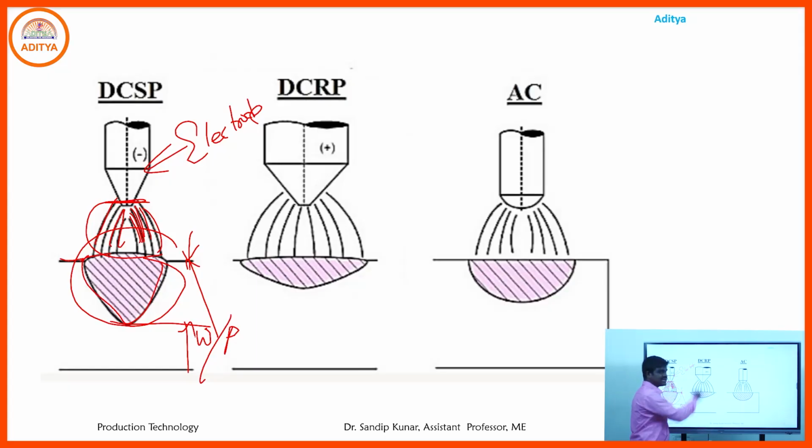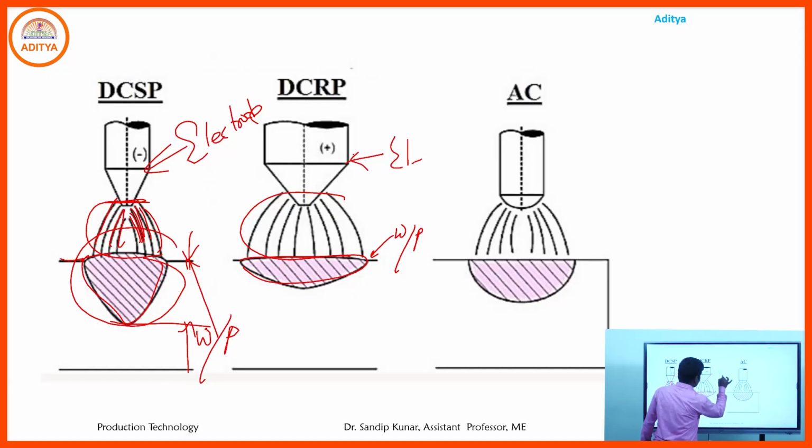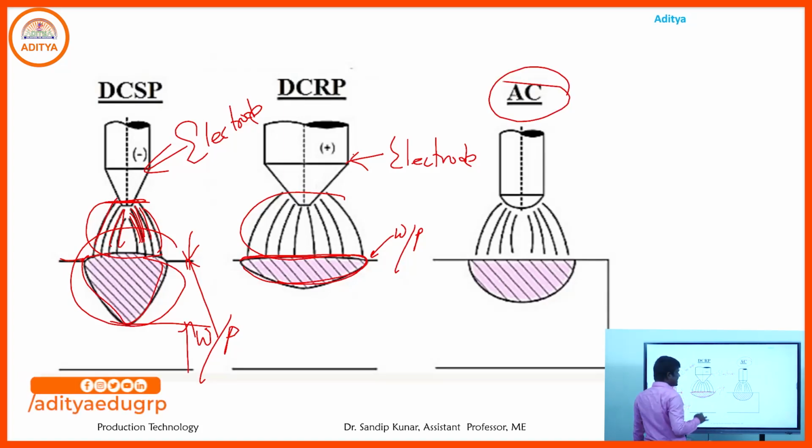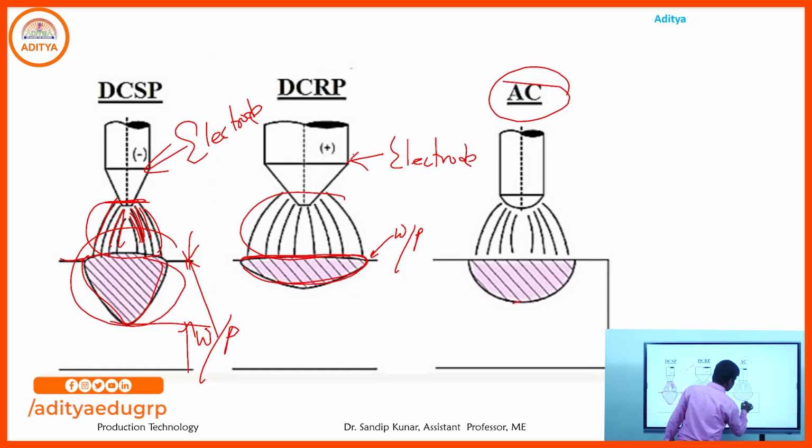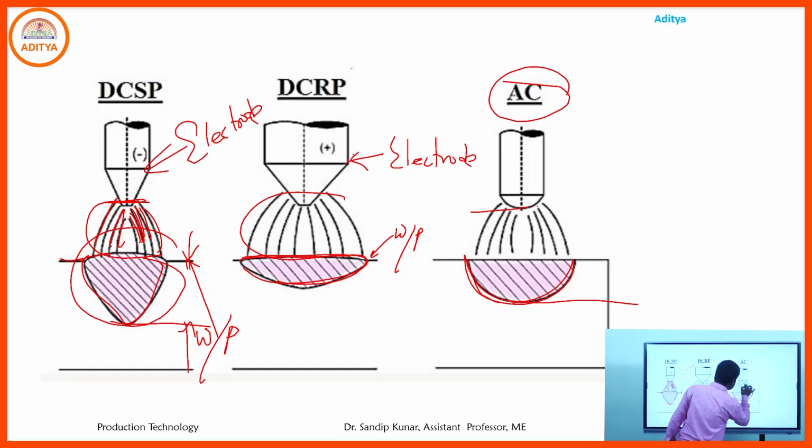And in the case of direct current reverse polarity, this is the weld face and this is the arc created between the workpiece and the electrode. Here the penetration depth is less in direct current reverse polarity. And in the case of AC current, with respect to direct current reverse polarity, the penetration depth is higher, and this is the shape of the weld face and the generation of the arc.